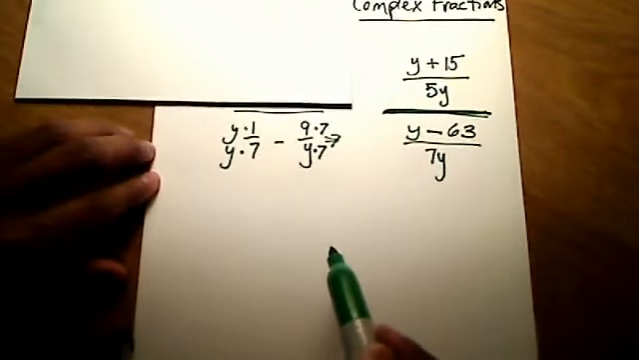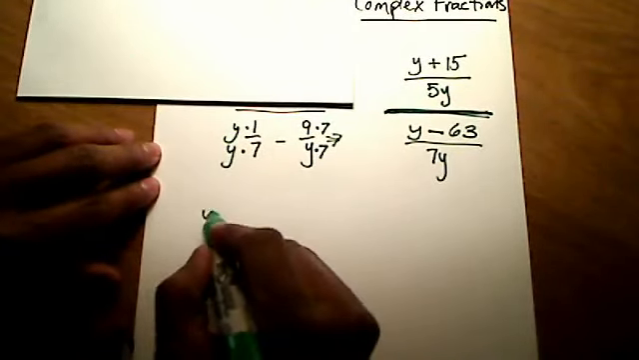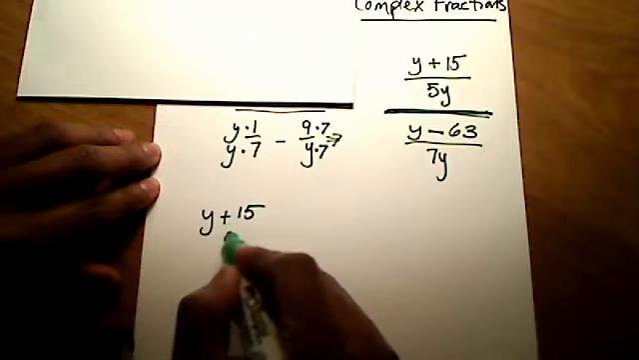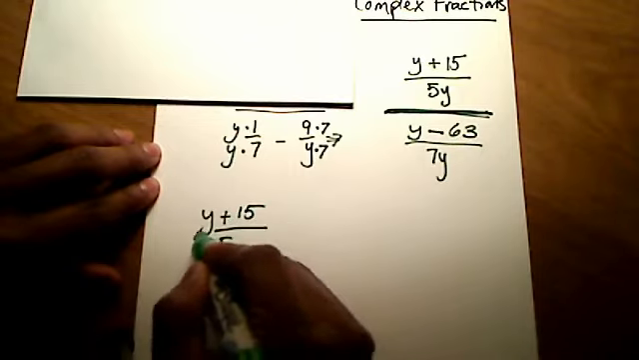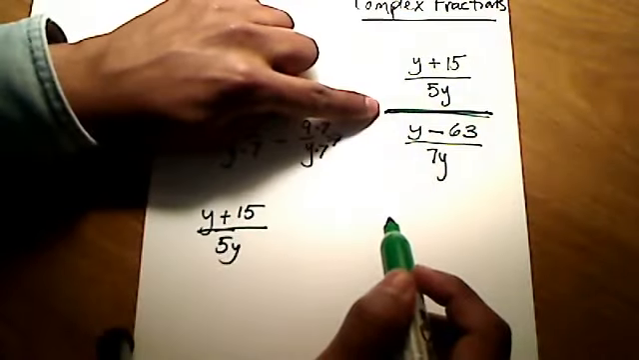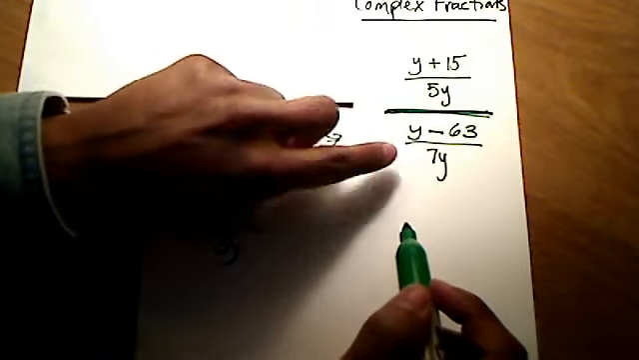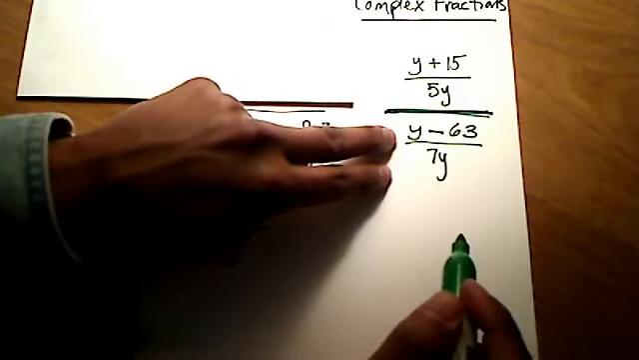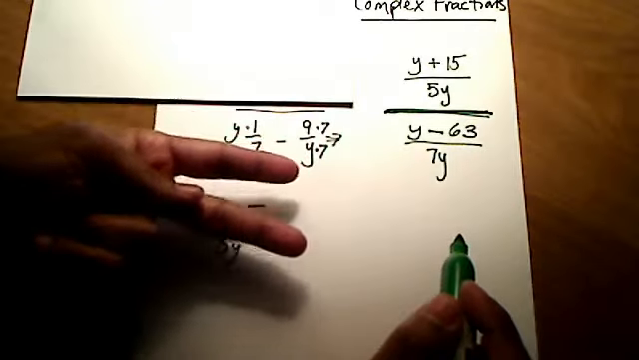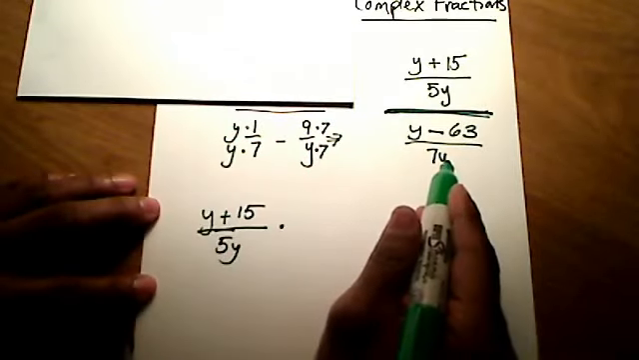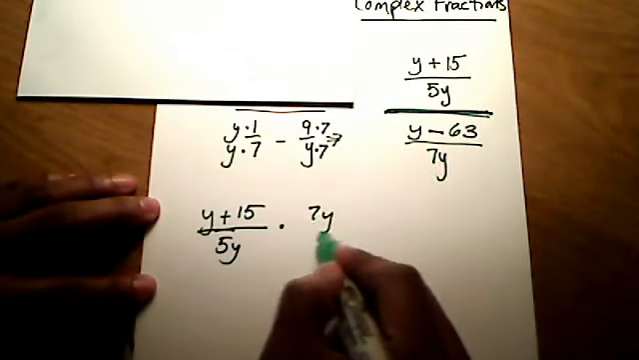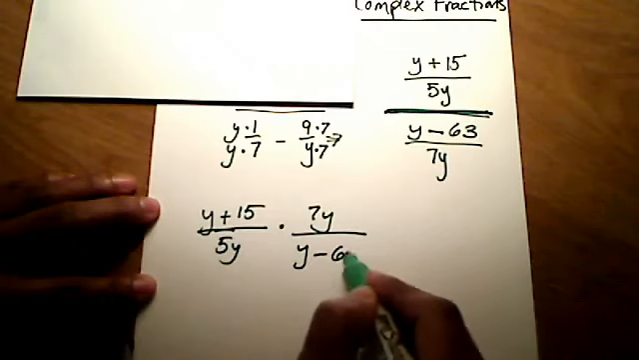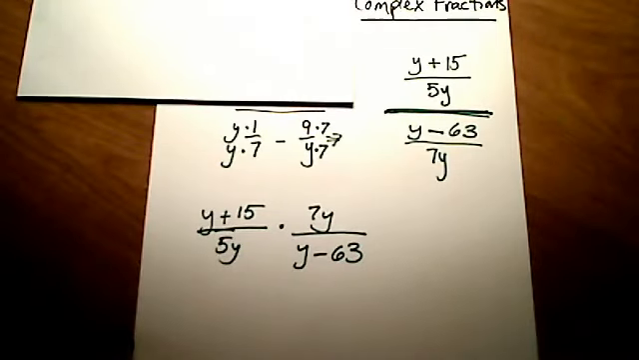And if I want, I can rewrite those two as y plus 15 all over 5y divided by this denominator here. But instead of saying divided by and then writing this, why don't I just change it straight to multiplication and flip that bottom fraction? So I'm going to flip this one over here and write the 7y up top and the y minus 63 on the bottom. I kind of skipped a couple of steps and put them together in one.